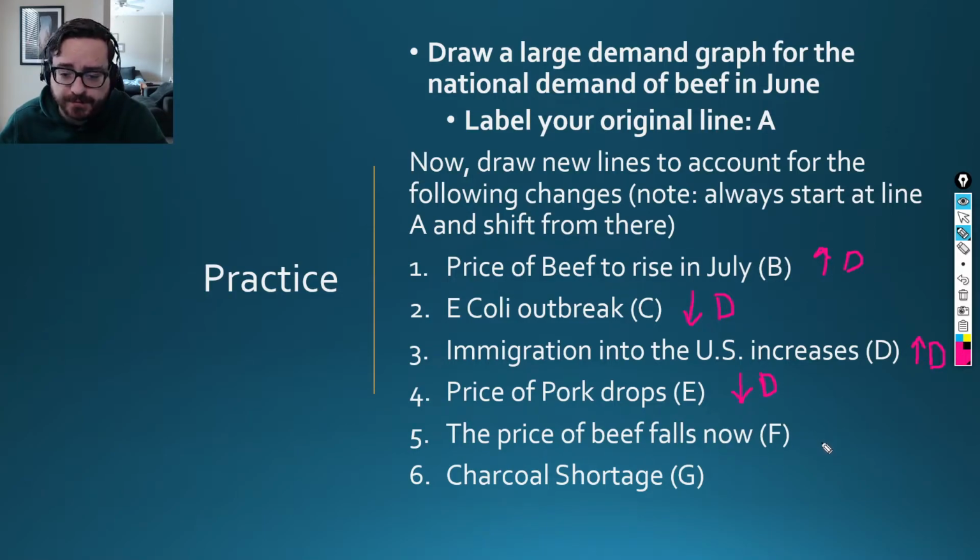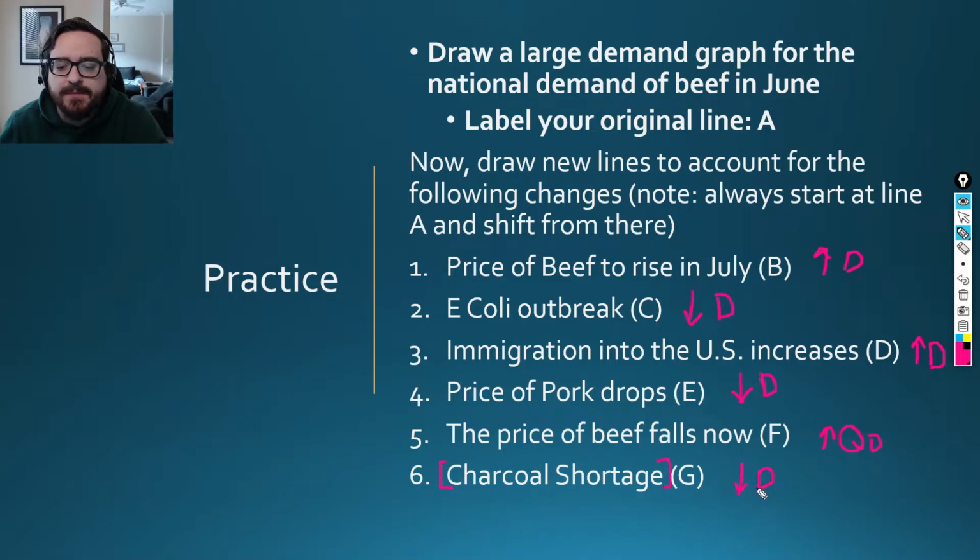So beef being cheaper will increase the quantity demanded, and visually will look like I'm moving along my line. I have a visual for you on the next slide, so don't worry, you'll see it. But it'll look like a movement along my line. 6, final one, a charcoal shortage. What is charcoal to beef? I mean, I use charcoal to grill a lot of the time, so I guess that matters. It does. Because if charcoal is running out, then grilling will be harder. I won't grill as much, so I wouldn't need beef as much.